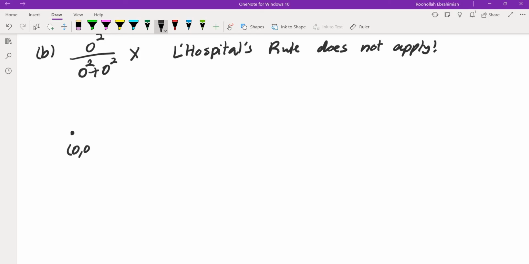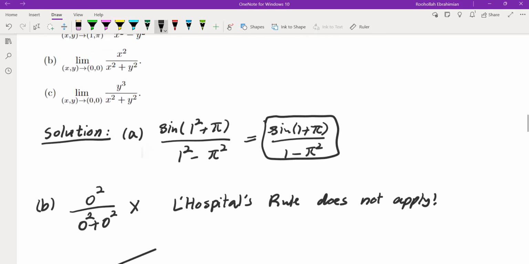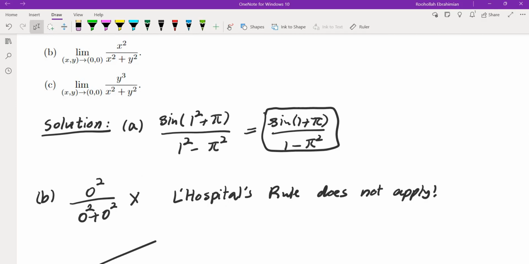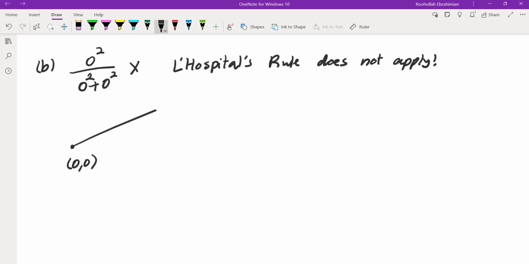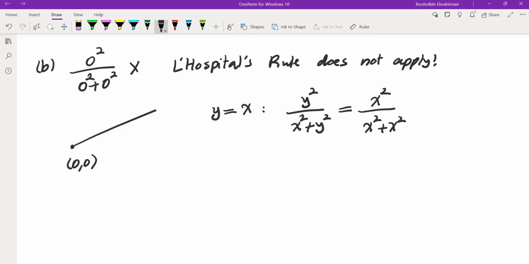So this is the origin, this is the point we are approaching. And the first thing we're going to do is approach this point along different lines through the origin. So let's say we are going to approach the origin along the line y equals x. Let's see what we get. y squared over x squared plus y squared becomes x squared over x squared plus x squared, which is 1/2. So if I approach the origin along y equals x, I will get 1/2. So the limit is 1/2 along that line.